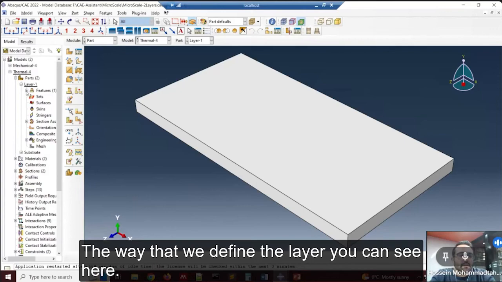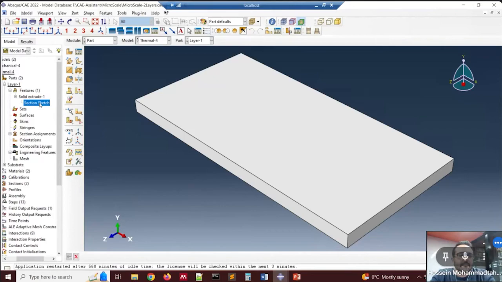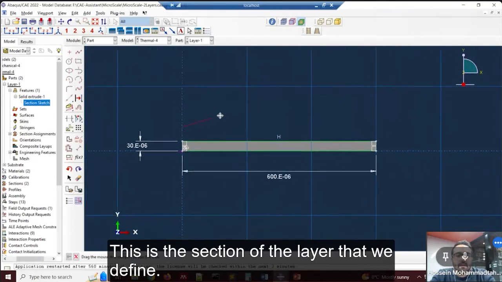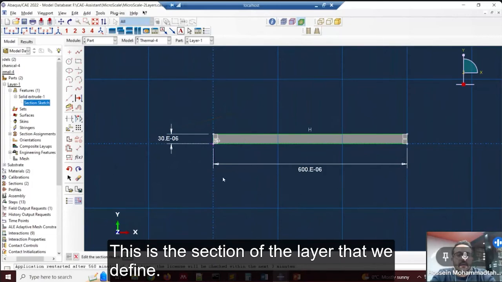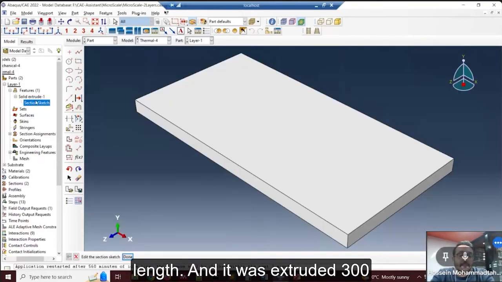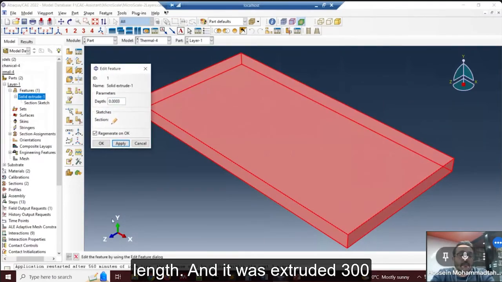This is the way that we define the layer. You can see here the section of the layer that we define. This is 30 micron thickness with 600 micron length, and it was extruded 300 micron.